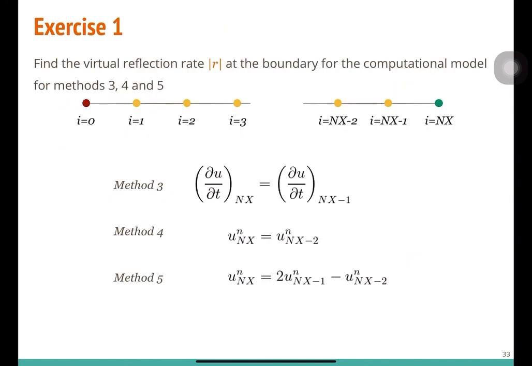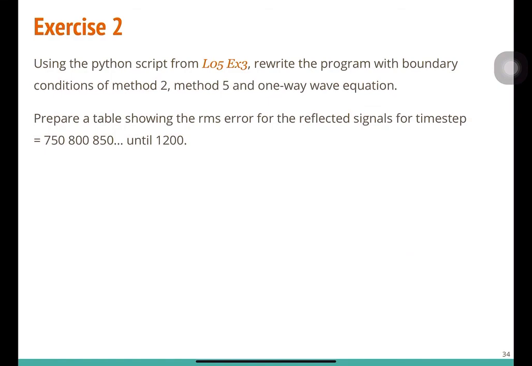Okay, I'm sorry I told you that method 3, 4, 5 is optional. Actually, it's not. You should be able to work out the virtual reflection rates for these 3 methods for this 1D model. And then for exercise 2, you need to redo lecture 5, exercise 3.